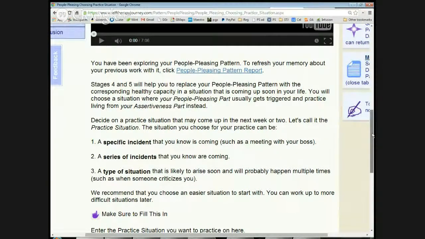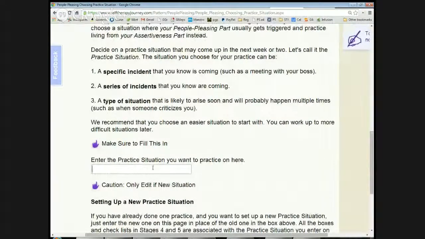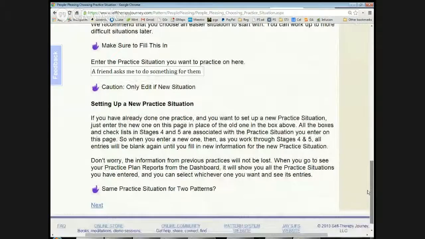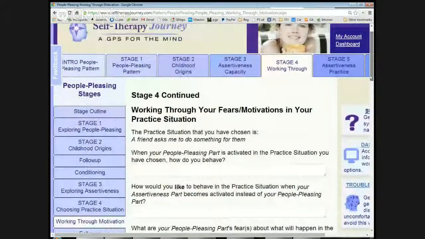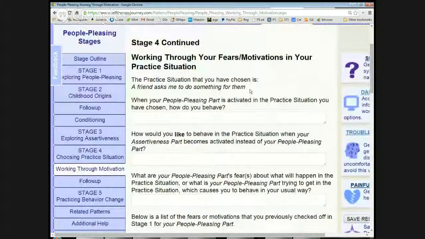So here we are. So let's say the situation that I choose is a friend asks me to do something for them. Okay. So that sets up the practice situation. So that's what I'm going to do in stage 5. Now, what I'm going to do in stage 4, as you will see, is first, here's the practice situation that I just typed in.